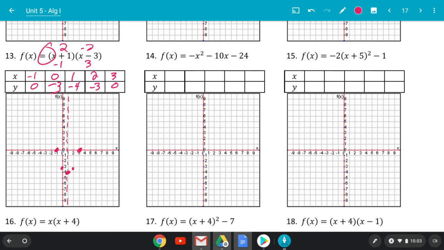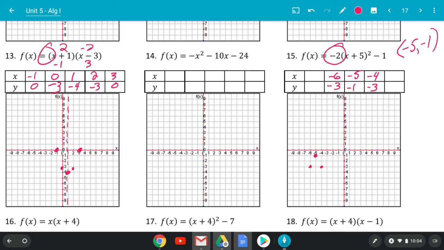What form is 15 in? Vertex. Who can tell me the vertex? -5, -1. Excellent. So there's my vertex, -5, -1. I'm going to go ahead and plot that. Good. I'm going to use the x values on either side, which is -4 and -6. And I'm going to use my a to find those values. What's the a? -2. So from that vertex, I'm going to go down 2 over 1, down 2 over 1.